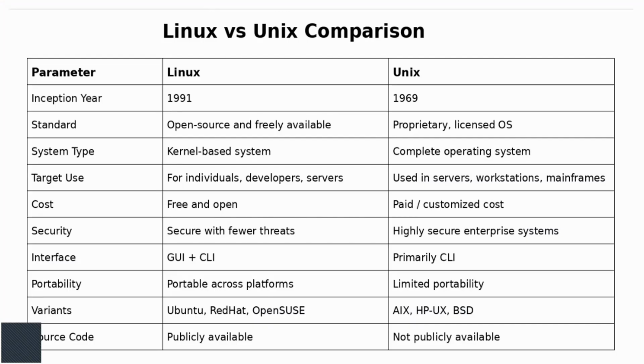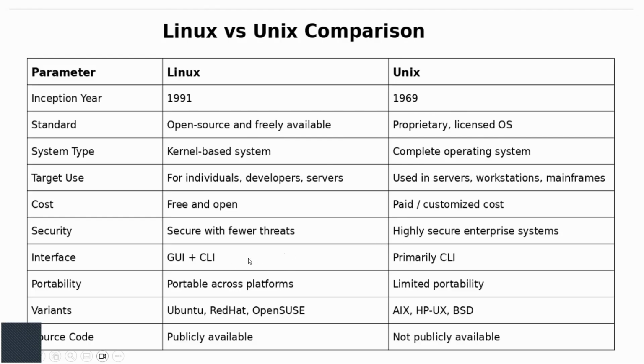Talking further, we have a Linux and Unix comparison. Linux was written in 1991, Unix was written in 1969. Linux is open source, freely available, a kernel based system; Unix is proprietary, a complete operating system. Linux is used by individual developers, servers, workstations, mainframes, and it's free and open. Unix is paid or has a customized cost, and it has security with fewer threats, with highly secure enterprise systems.